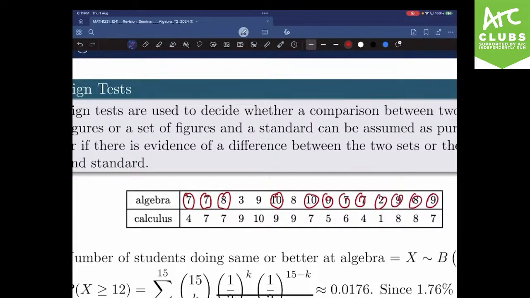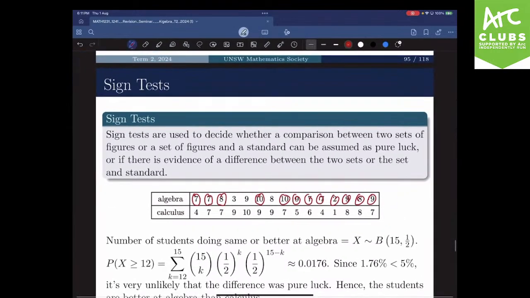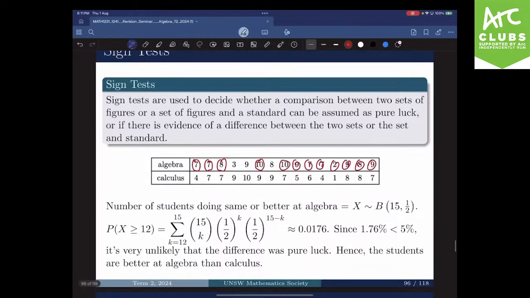So in total there were 15 students here, and 12 of them did better or the same as the calculus students. And assuming that this is completely random, there's a 50% chance that an algebra student does better than a calculus student, right? Assuming that these tests are equal, or not fair, but as in it's just random, right? There's no skill involved or easiness involved, right? We figure out what is the probability of this thing happening, right?